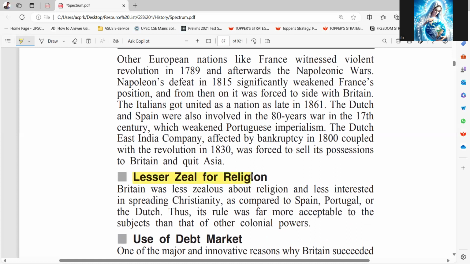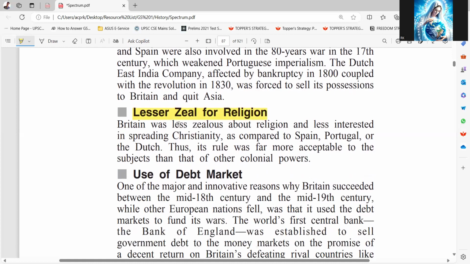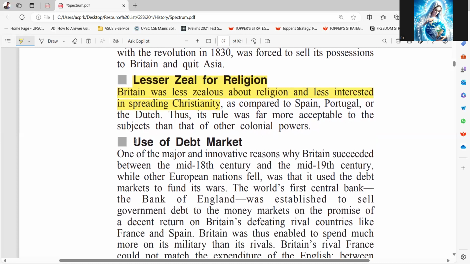Sixth reason is lesser zeal for religion. Britain was less zealous about religion and less interested in spreading Christianity as compared to Spain, Portugal, or the Dutch. Thus, its rule was far more acceptable to the subjects than that of other colonial powers.